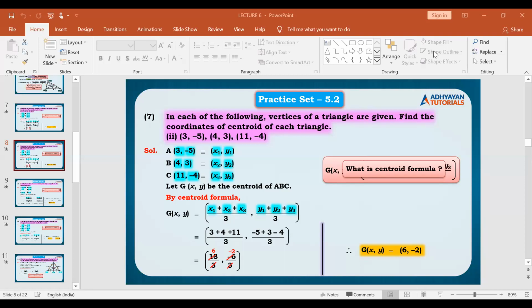So we have understood the formula for centroid, how to get the coordinates of centroid. Now we'll start the sums based on the same formula. So students, we all know what is the formula for centroid, right? So on the basis of that formula, there are few sums. We'll start solving all those sums one by one. Okay? So shall we start?